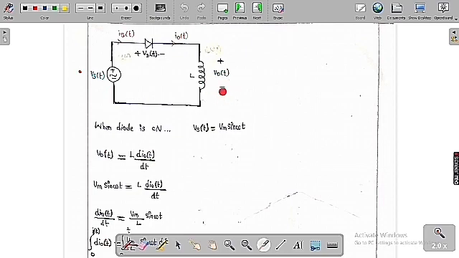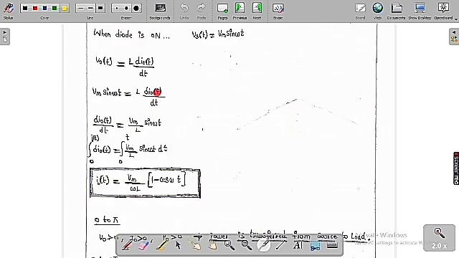But the voltage and current relationship across the inductor is V naught of t equal to L into d I naught of t by dt. But I have already told you when the diode is on, the load voltage is equal to the source voltage. So Vs of t equals L into d I naught of t by dt, which is Vm sin omega t equal to L into d I naught of t by dt.